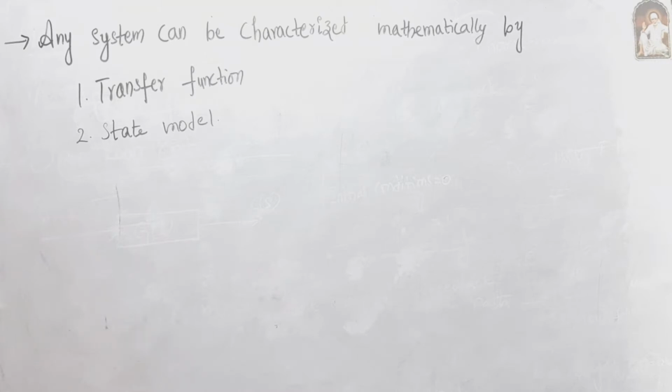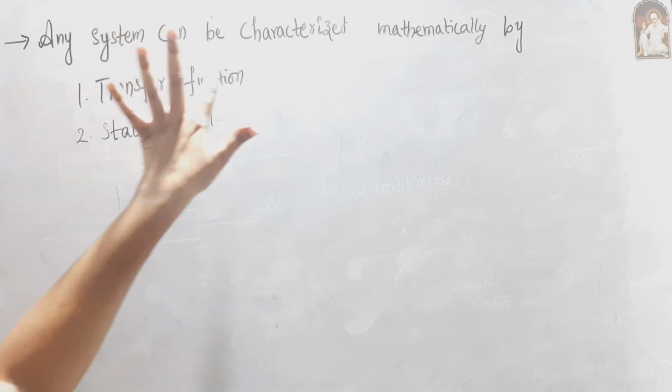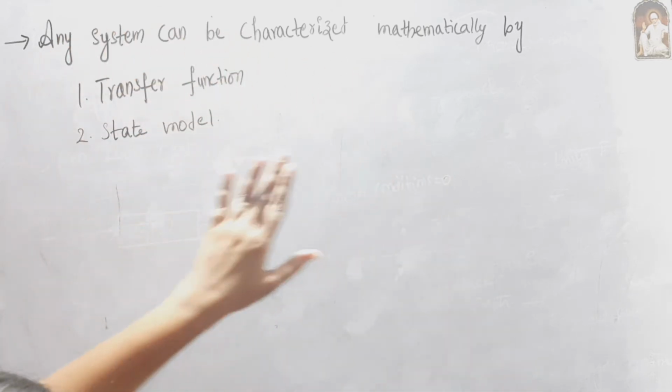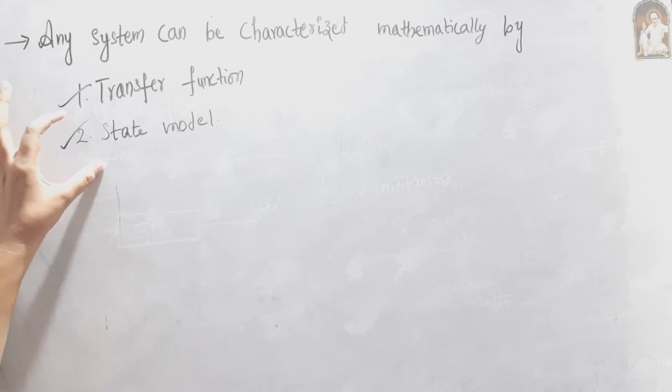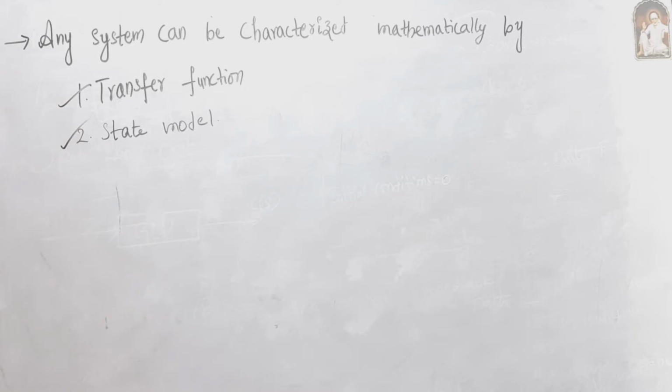To analyze the effects of feedback on control systems, we will have to derive the transfer function for the open loop control system and the closed loop control system. Before that, any system can be characterized mathematically by a transfer function and a state model. In further classes, we will discuss the state model, which is a separate topic. Now we will discuss the transfer function.